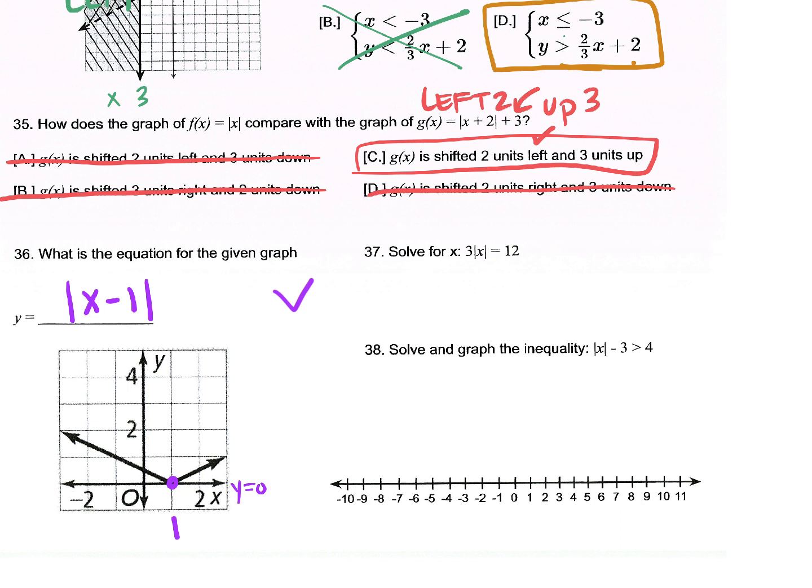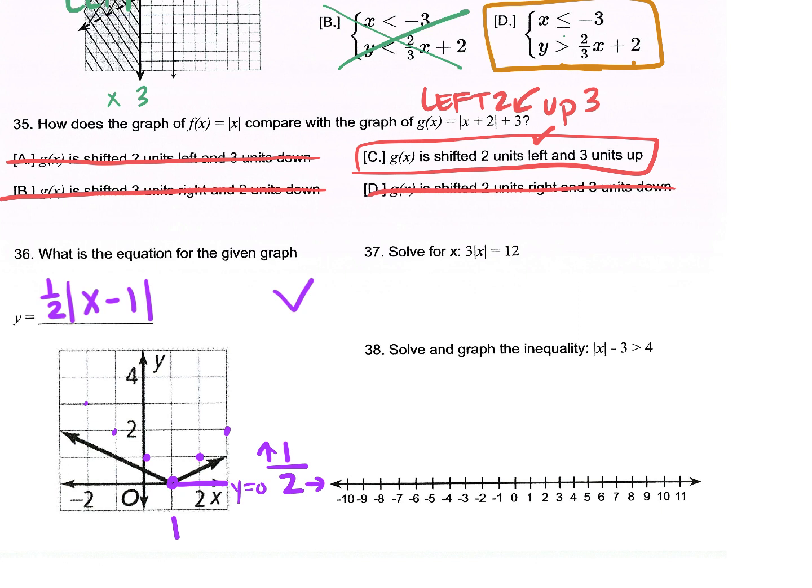That's not the only change though. This graph is slightly bigger or wider than the previous graph. An absolute value graph always goes up and over 1, 1, 1, 1, 1. This graph isn't going up and over 1, it's actually going over 2 and up 1, which means that's going to be the number that goes in front, also known as our A value. So it's kind of like the slope of your absolute value.